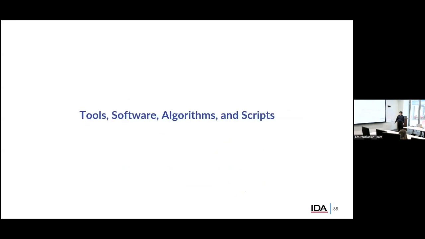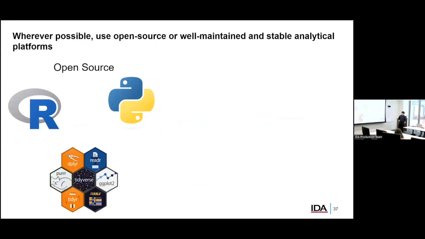As far as methods go, we're talking about tools, software, algorithms, and scripts. Whenever possible, we want to use tools that are ideally open source, and obviously they should be well maintained and stable. R and Python are both open source. These are actually some libraries that R programmers like to use for data processing.